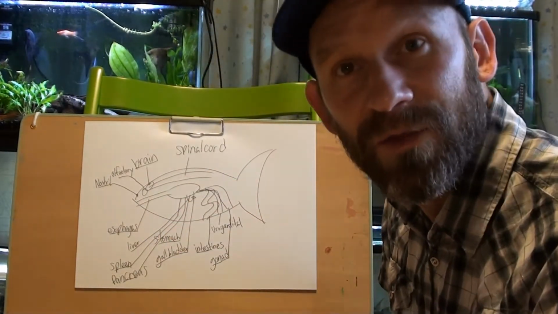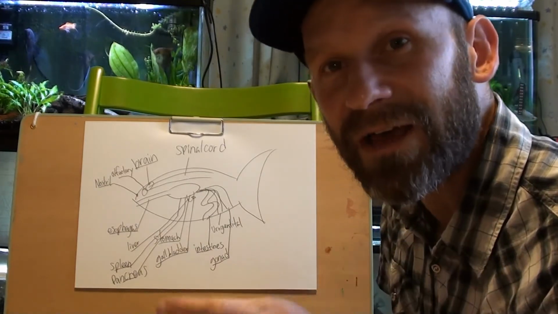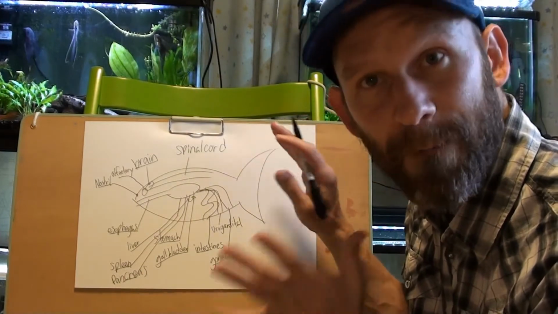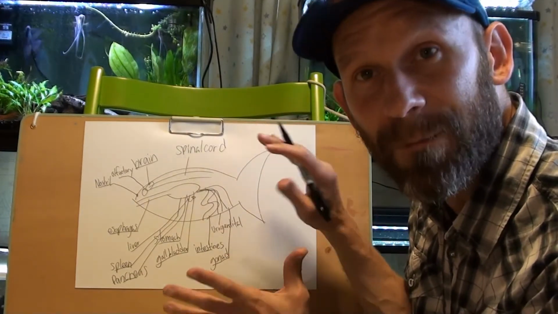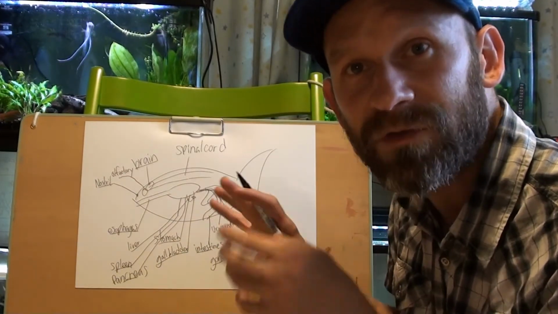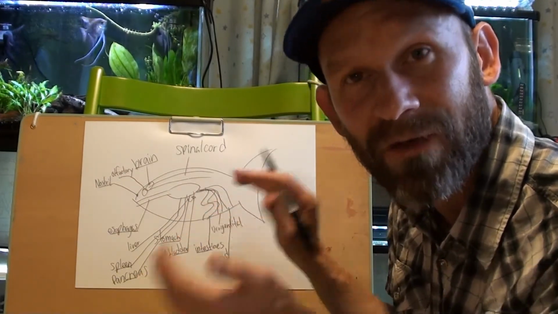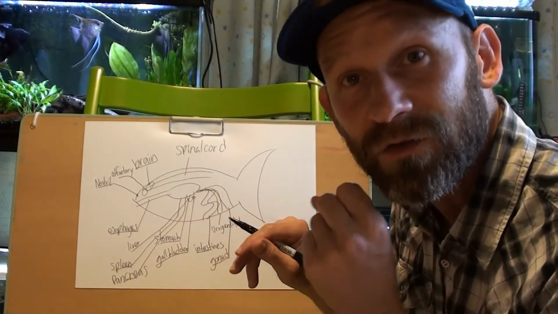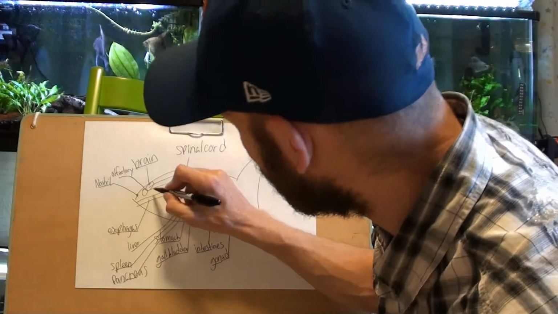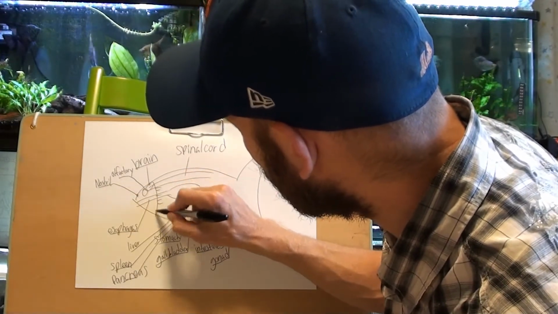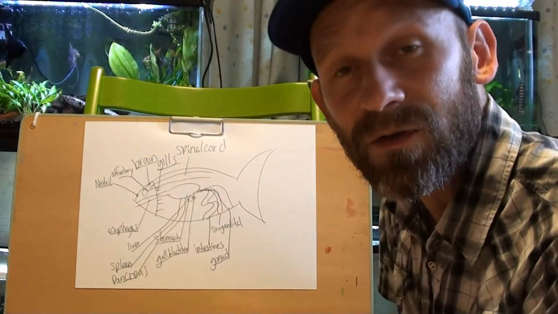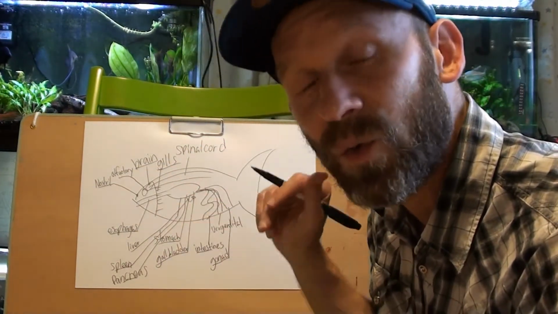So I saved the best for last. These are basic internal parts of many animals, right? Many animals that live on land, terrestrial animals, have the same parts. But the next two are what make fish pretty unique. The gills. The gills allow the fish to live underwater.